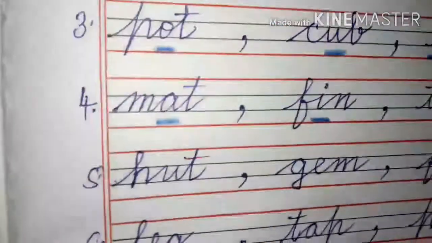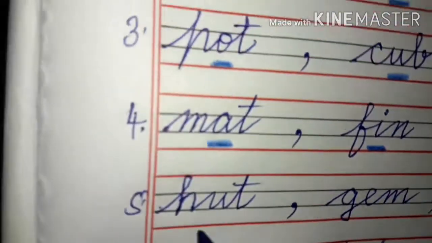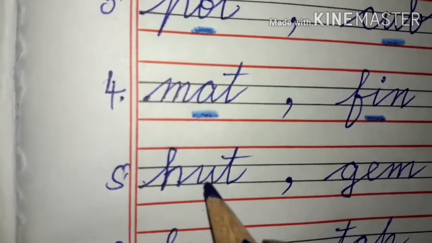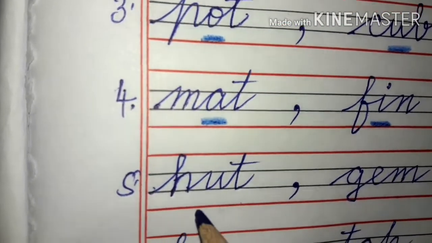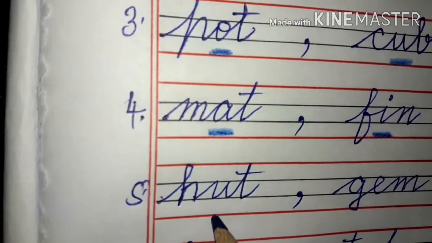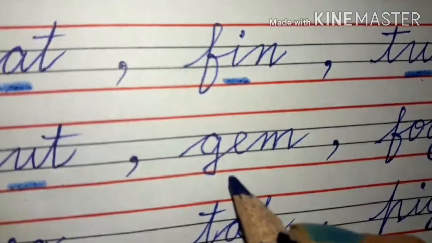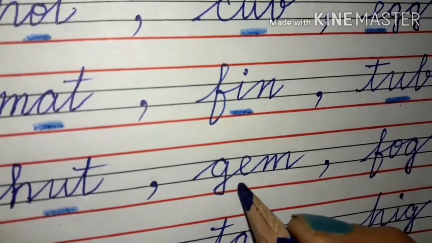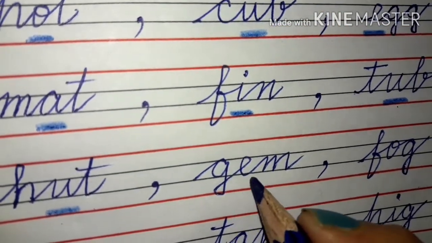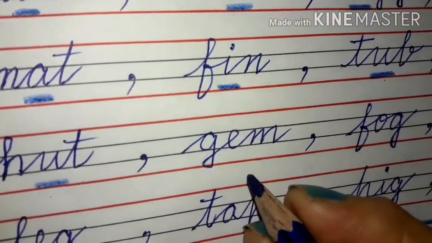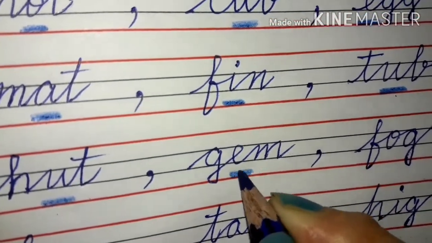Okay? Come to the fifth row. H, U, T, hut. U is a vowel in this word. Next word is gem. G, E, M, gem. Where is the vowel in this word? E is a vowel.